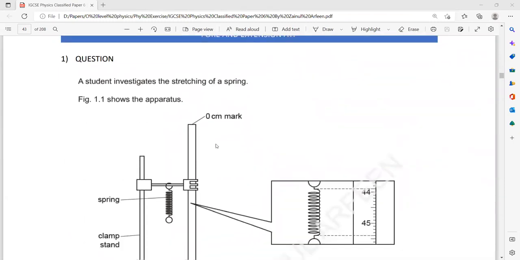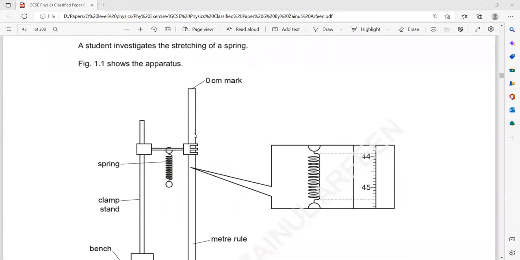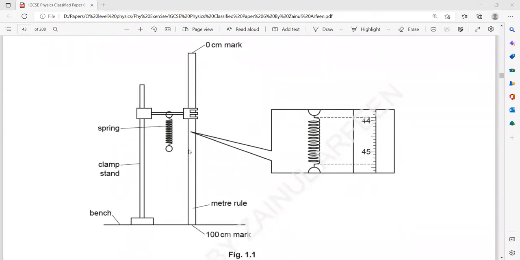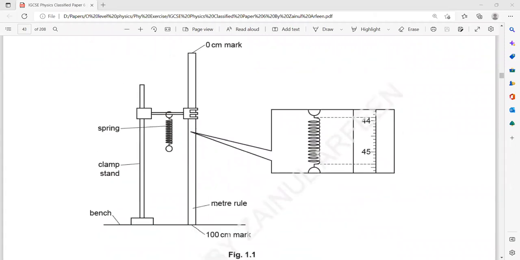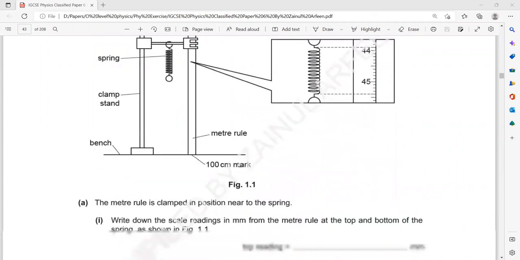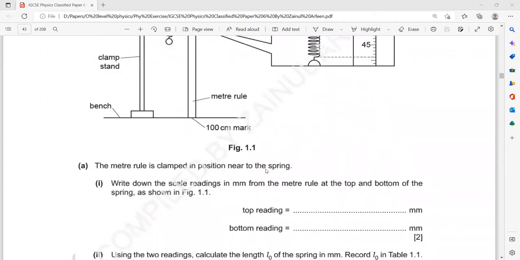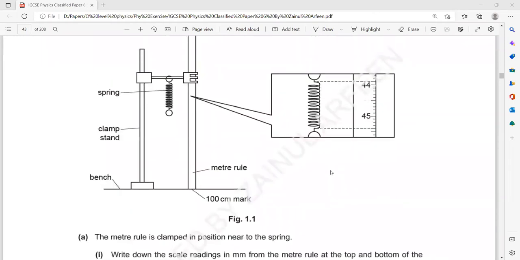So the first question, a student investigates the stretching of a spring. You can see the student investigating how the spring stretches, and figure 1.1 shows the apparatus. A 0 centimeter mark is there. A meter rule is beside the spring. The meter rule is clamped in a position near to the spring. Write down the scale reading in millimeter.